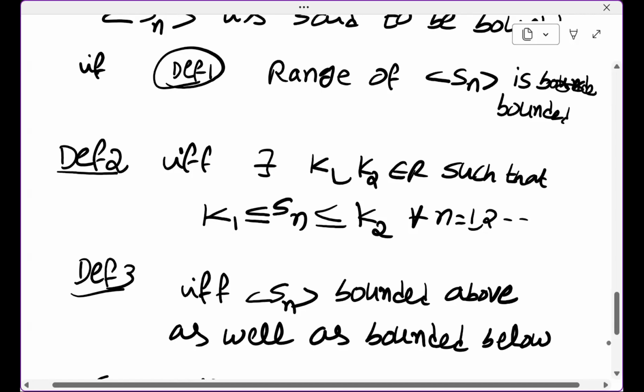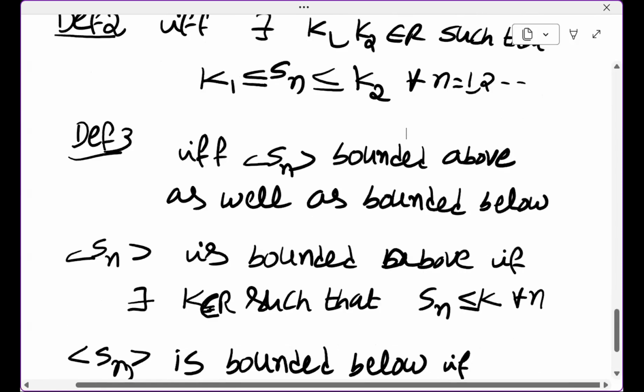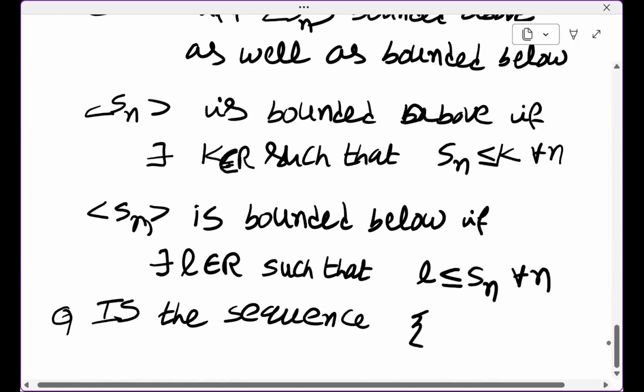So lower bound means there should exist a constant L such that L is less than or equal to Sn, then it is bounded below. Bounded above means there should exist a real number k such that Sn is less than or equal to k. So let us see an example.